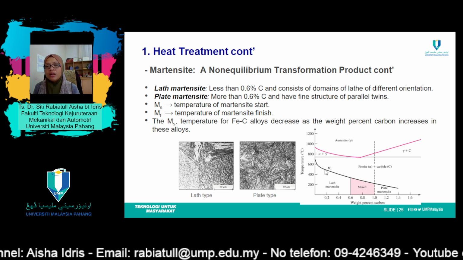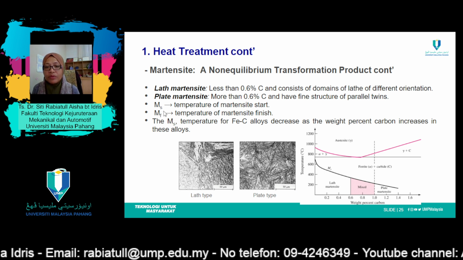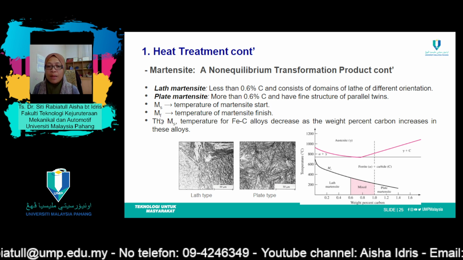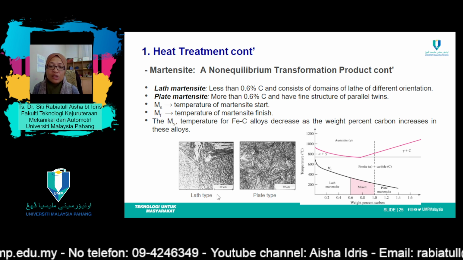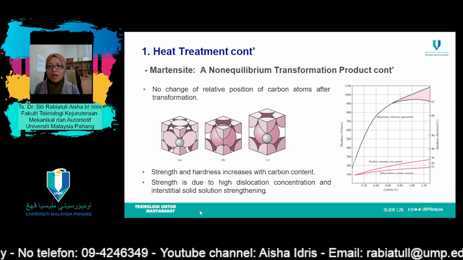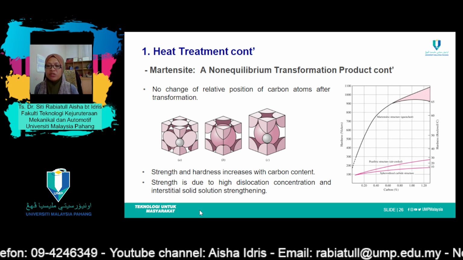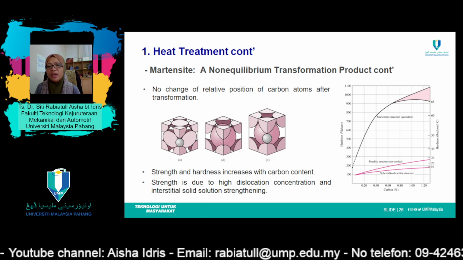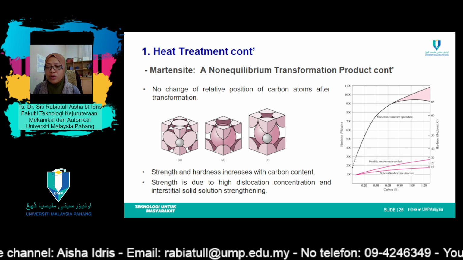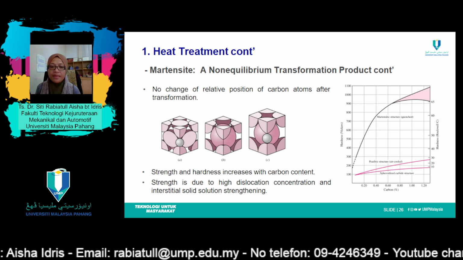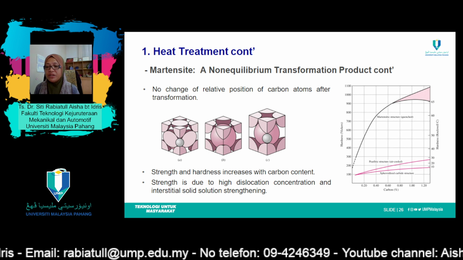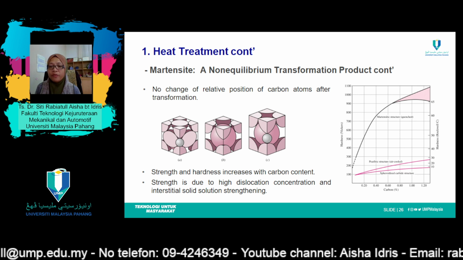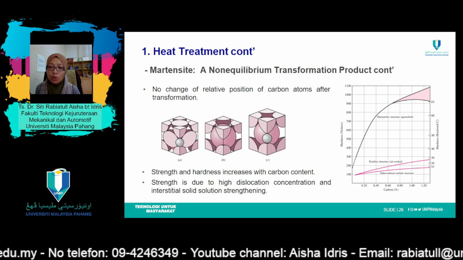And this is only the terminology. Ms refers to the temperature at which martensite starts to form. Mf refers to the temperature at which martensite finishes forming. And after transformation, the position of carbon atoms in the crystal structure will not change, it will stay there. However, the only difference is the strength and hardness, which will be affected by the carbon content only.